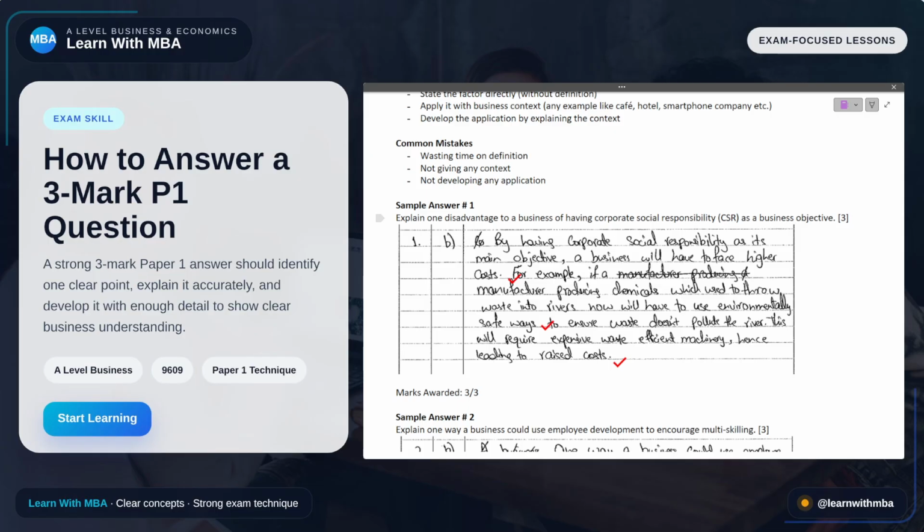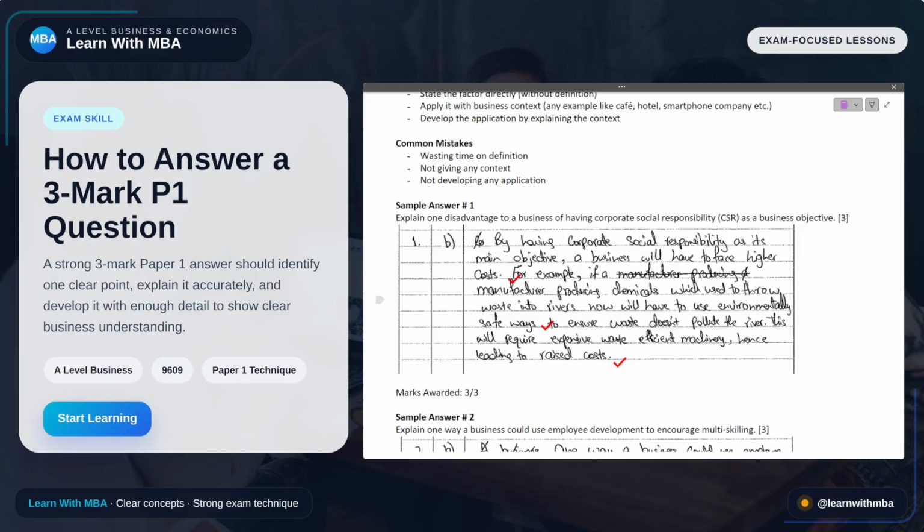So the student starts with identifying the disadvantage clearly. He says that by having CSR as its main objective, a business will have to face higher costs, right? So this part is the knowledge. Secondly, he applies it to the business context where he says, for example, a manufacturer producing chemicals which used to throw waste into rivers now will have to use environmentally safe ways, right? So when he gives this kind of thing, this is the first limited application part. So this is the second mark that he gets for limited application.